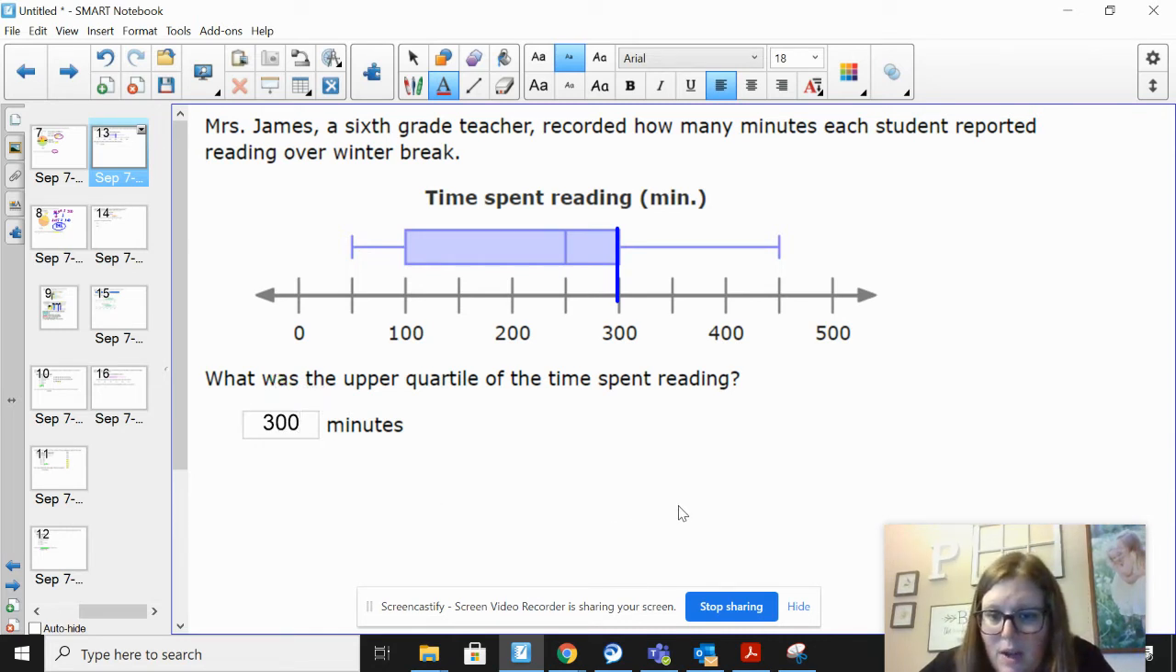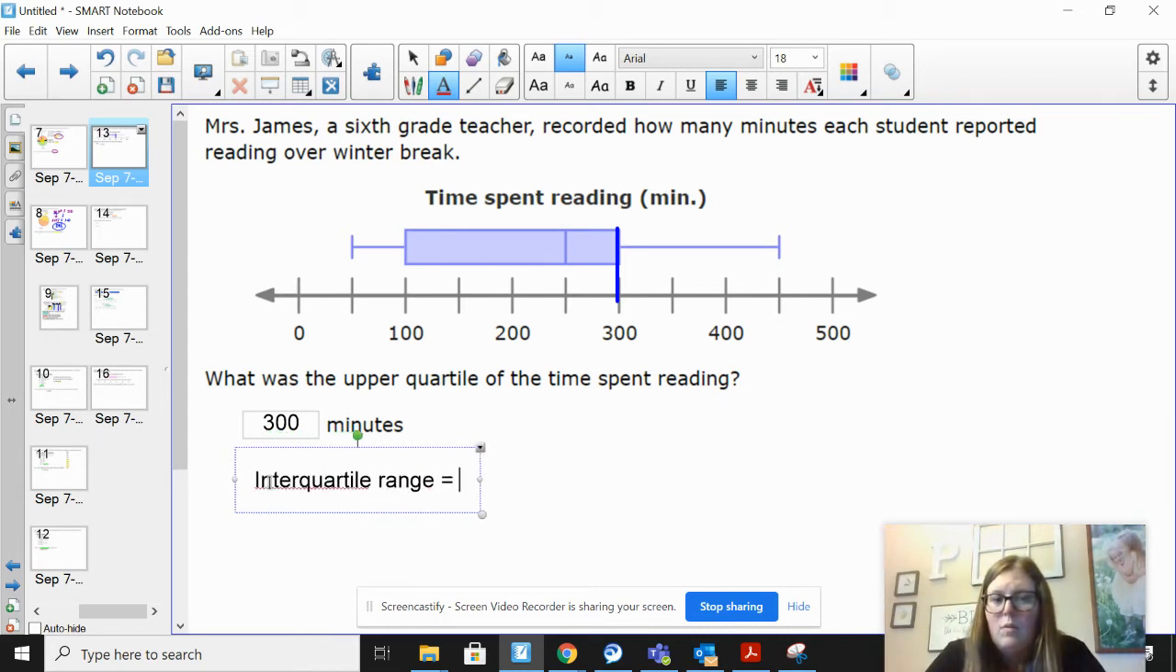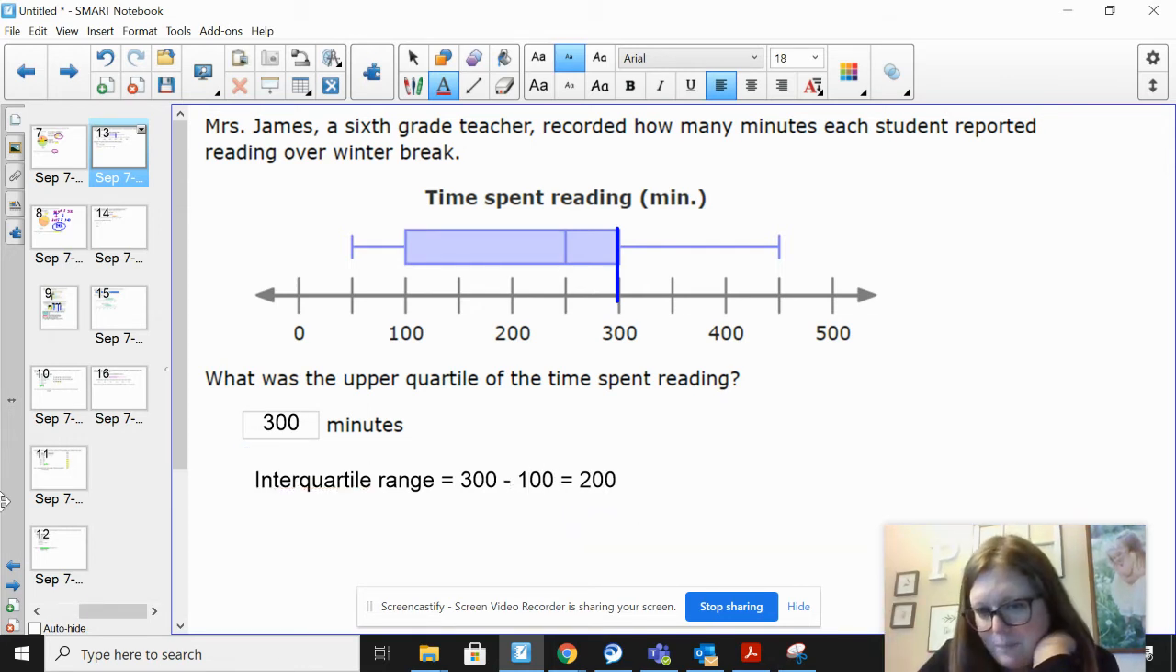If this question read, what is the median? Then it would be right here, and that would be 250, right? Or the lower quartile would be 100, right? Or just for kicks, if it asked the interquartile range, it would be our 300 minus our 100, which would give us 200. Right, so your questions are going to bounce around as far as what they ask, but that page with your definitions is going to be super important.